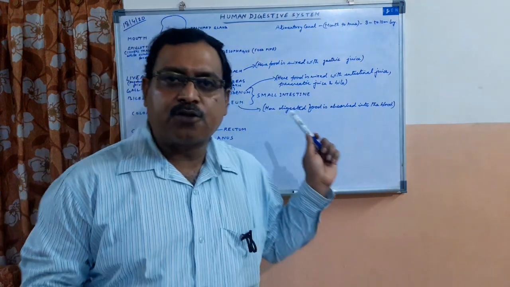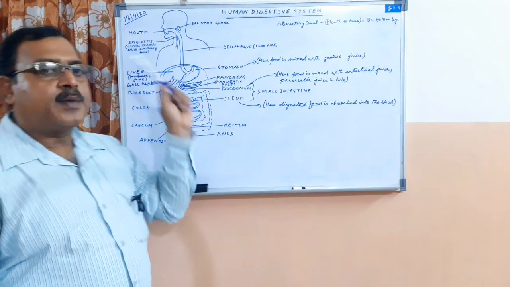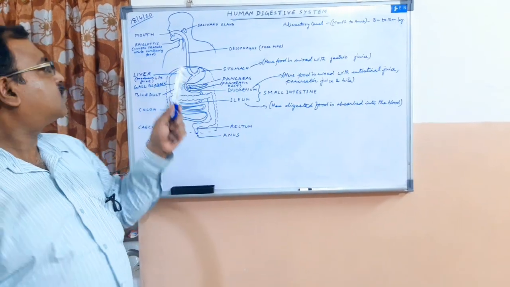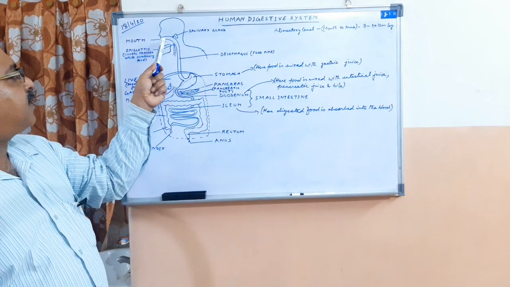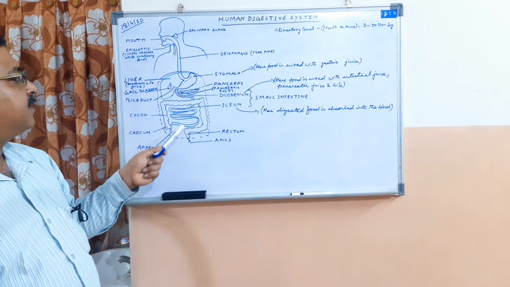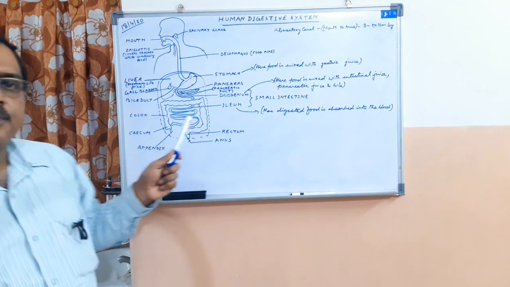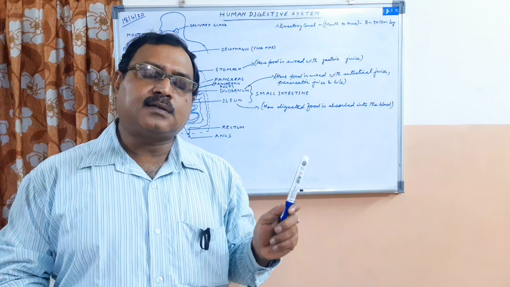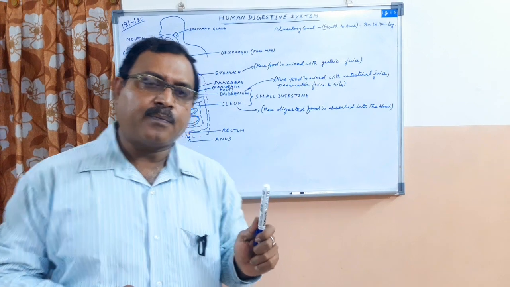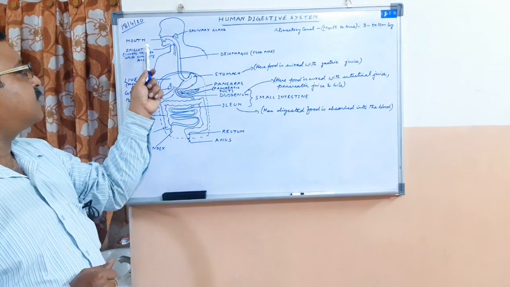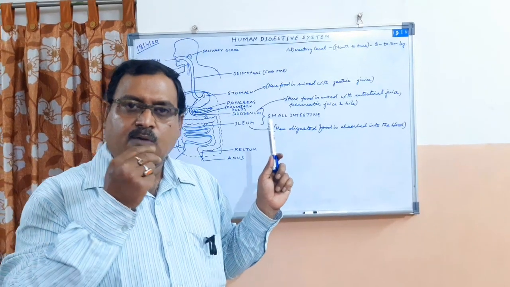Now here I have already drawn the picture for your convenience. If you see here, the human digestive system starts from the mouth, and the whole of this is the alimentary canal. It extends from the mouth to the anus. In man, the alimentary canal is between 8 meters to 10 meters in length. Right? Now, as soon as you take in food in your mouth, what do you start doing?